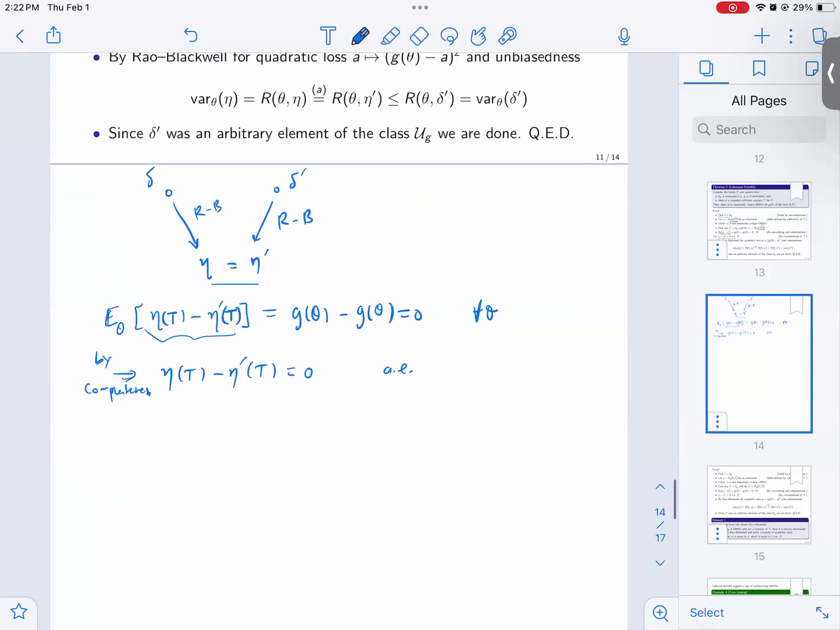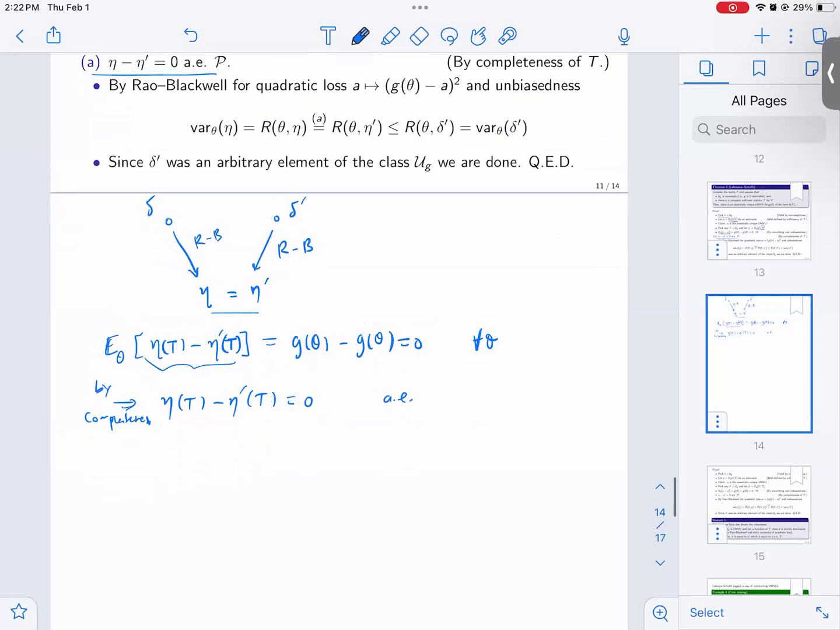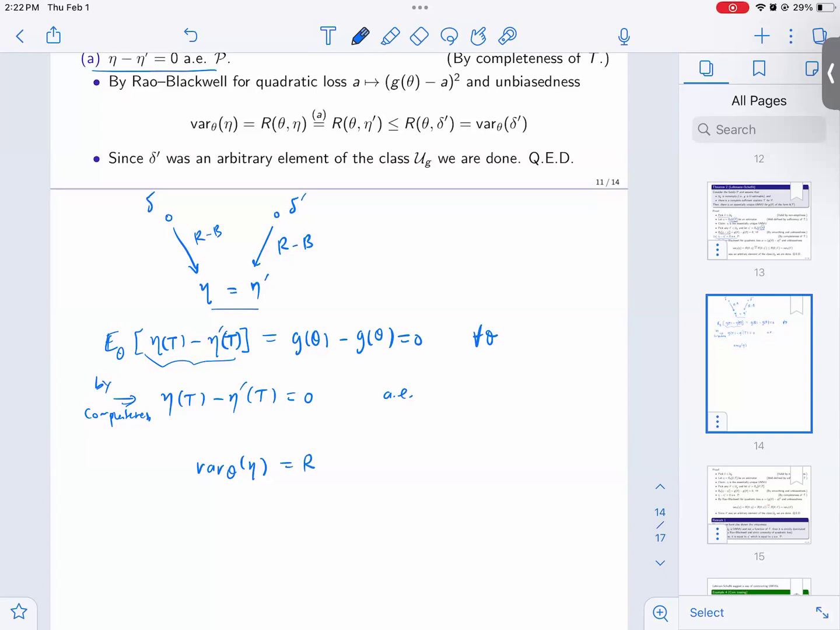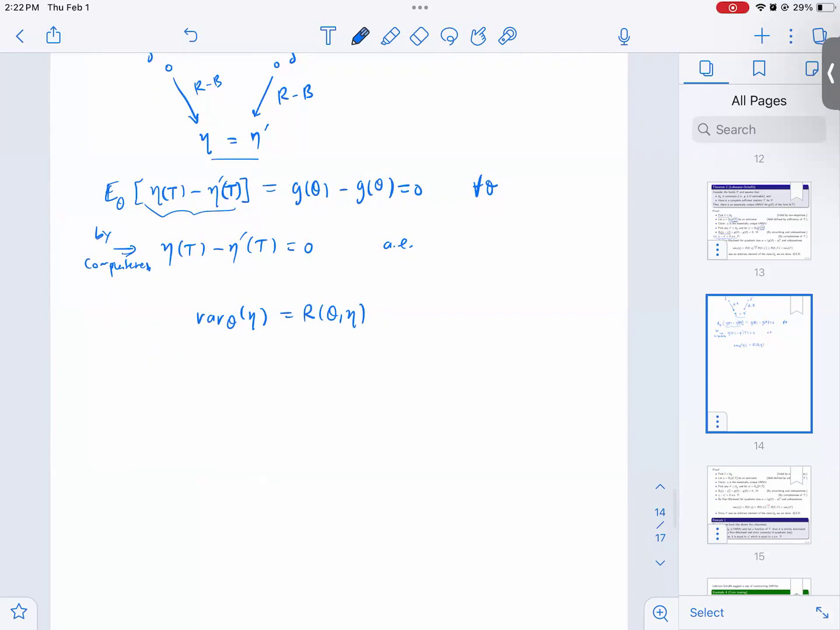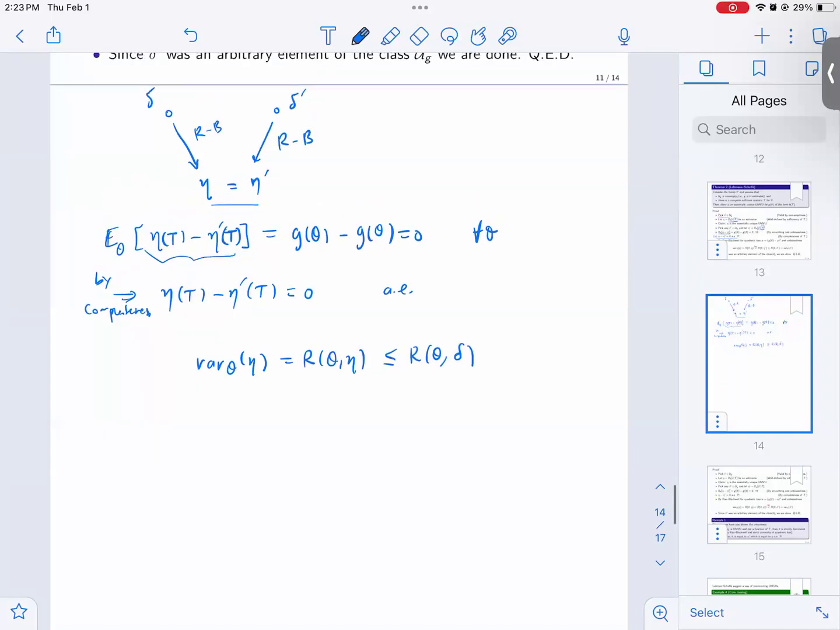Now what I want to do is compare the risk, or the variance if you want. Let's compare the variance of eta to the variance of delta prime. This is really the risk of eta, because eta is unbiased. And we know that the risk of eta is less than or equal to the risk of delta. Why is that the case? Rao-Blackwell.